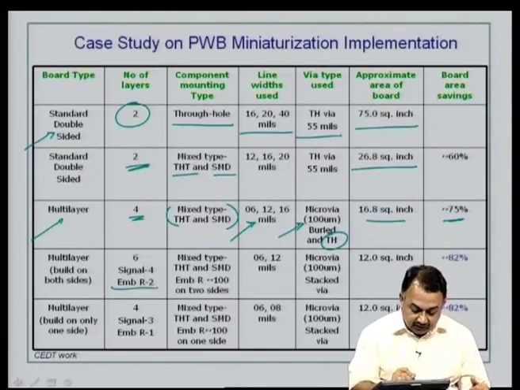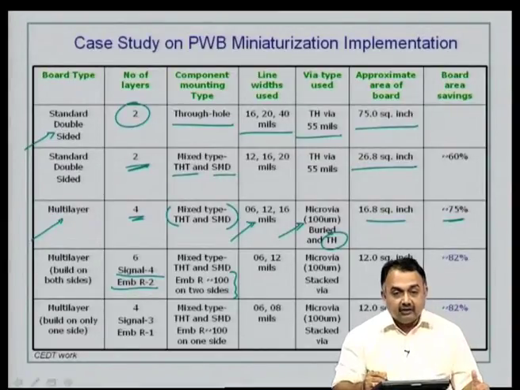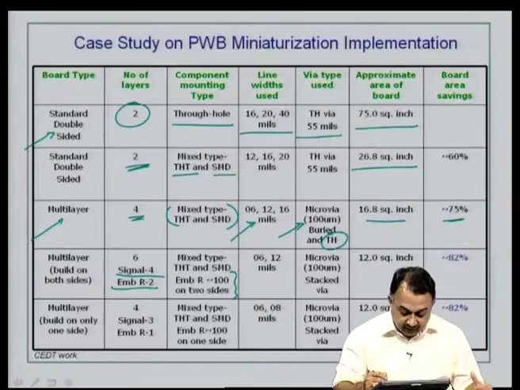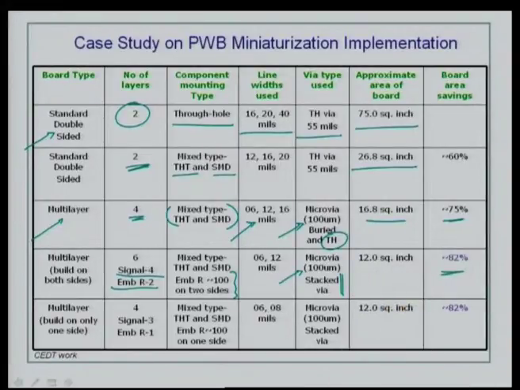Then multi-layer built on both sides, embedded resistors 2 layers and signal in 4 layers of the 6 layer board. About 100 embedded resistors were used on the 2 layers of the embedded resistor layers. You can see the line widths used, micro via size is 100 micron, stacked via technology, and you can see the savings 82%.